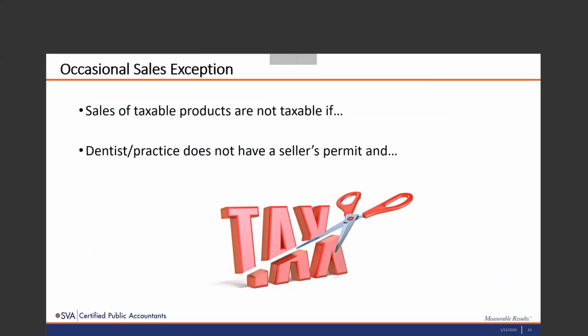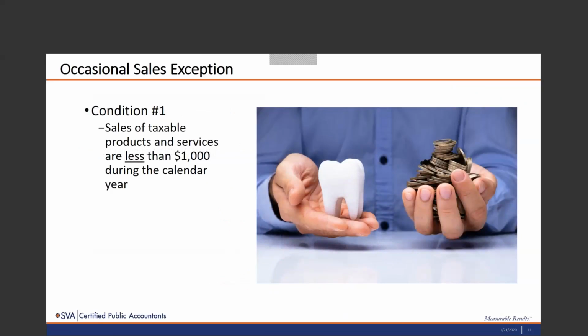So it's a two-part test. The first part of this test is that the dentist or the practice does not have a valid seller's permit and isn't required to have a valid seller's permit. And assuming you can get through that hurdle, then the first condition you can look for is that your sales of taxable products and services are less than $1,000 during the calendar year. So if you're selling electric toothbrushes out of the office, and when you look at the end of the year all of your sales of toothbrushes are less than $1,000, you could meet this occasional sales exception.